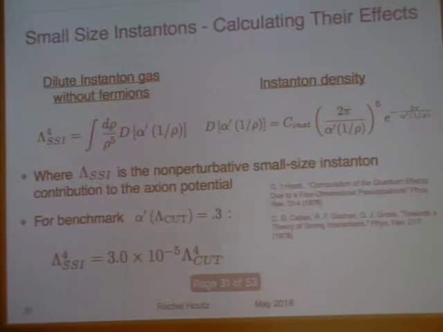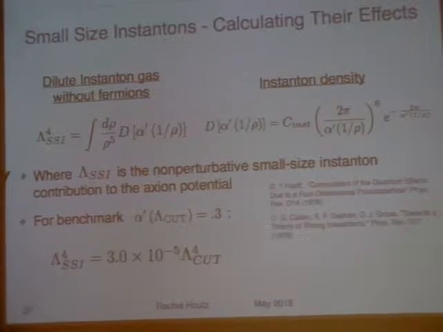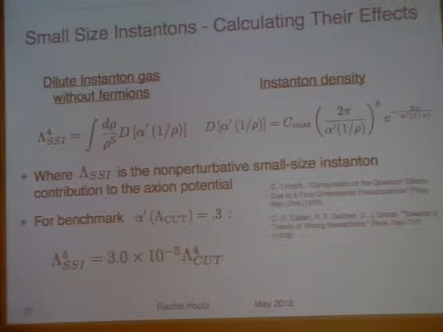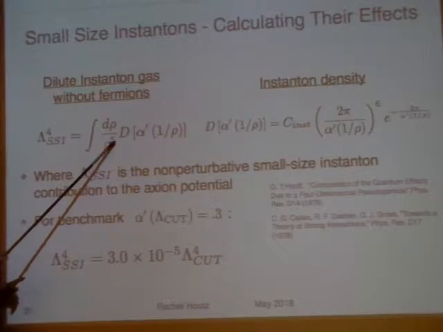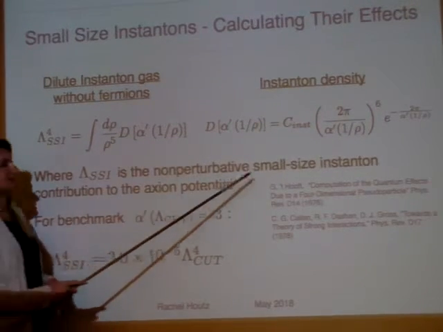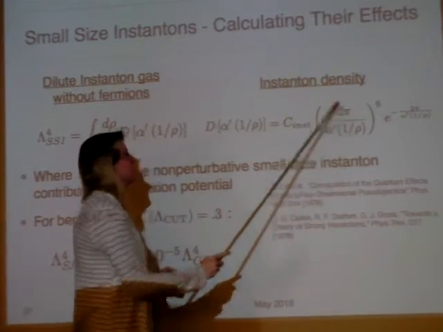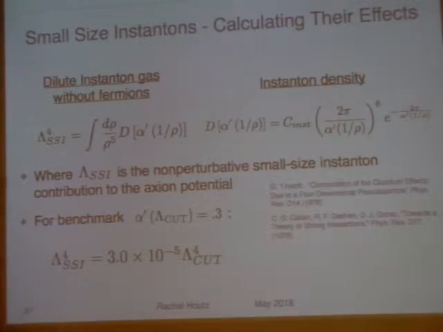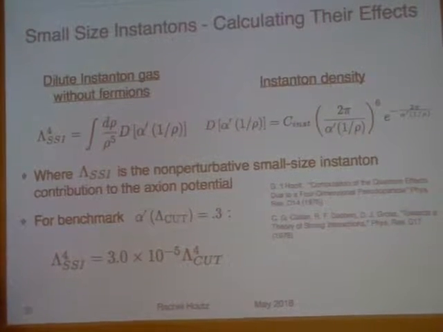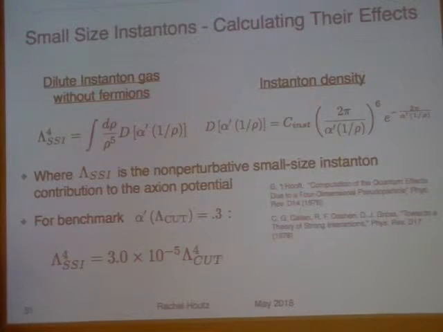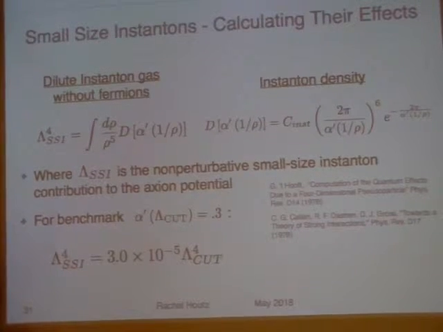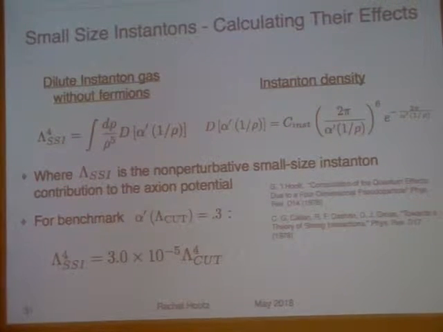All right. So the first step is to estimate whether instantons have an effect for our model. At first order approximation, you can just do the dilute instanton gas approximation, assuming there's no fermions in your model. And you get d rho over rho to the fifth times the instanton density. And the instanton density is the typical exponential suppression for small values of the gauge coupling times these prefactors. And lambda SSI will be the non-perturbative contribution to the potential for instantons. So before we had all these lambdas that were the scale of the GG duals, we're going to have an additional source of mass through lambda SSI.